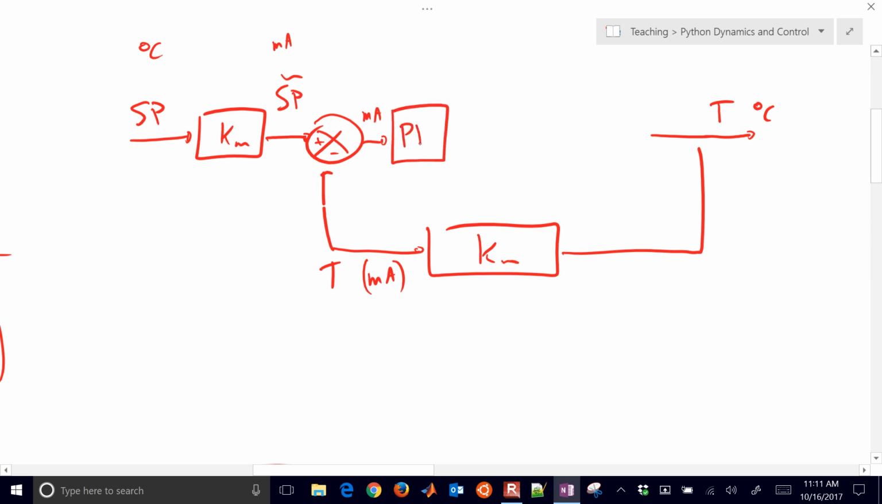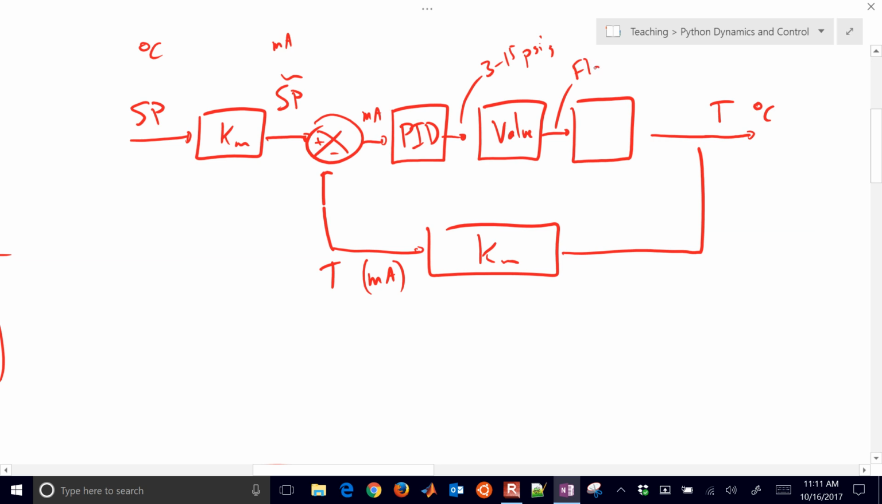It would come into a PID controller, and that might be a valve. The PID controller might output a 3 to 15 psig. And then the valve is going to change, and that's going to be a flow. And then here's our process, for example, maybe a heat exchanger that we're trying to control the temperature of. And this might be in liters per minute, for example. Okay, so this is just how the signals translate around, and we showed how to calculate that sensor gain.